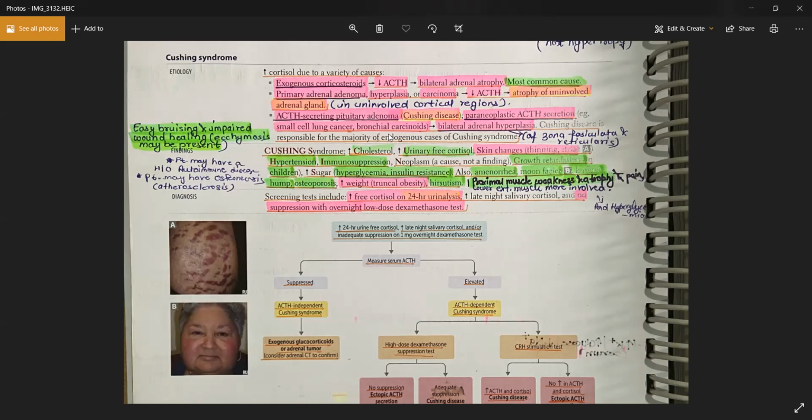Whenever you give the low dose of dexamethasone, if this ACTH is suppressed, that means it is not an ACTH secreting cancer, right? But whenever you give the patient low dose of dexamethasone and these ACTH levels are not suppressed, that means it either could be a Cushing's disease or it could be a paraneoplastic ACTH secretion. Okay, and to differentiate between them, you need to give the patient high dose of dexamethasone. When you give them high dose of dexamethasone, if the levels of ACTH are suppressed, that means it is also Cushing disease. If the levels of ACTH are not suppressed, that means it is the paraneoplastic ACTH secretion.